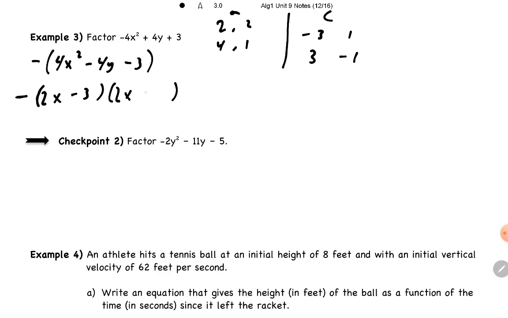-3 plus 1. Let's try that. So we have a negative outside. And then we'll get 4x squared. Outside numbers, 2x times 1 is plus 2x. Then we get -6x. And we get our -3.